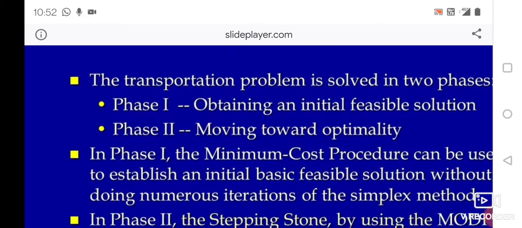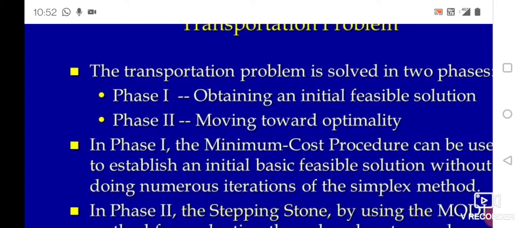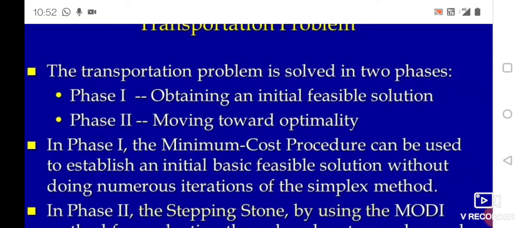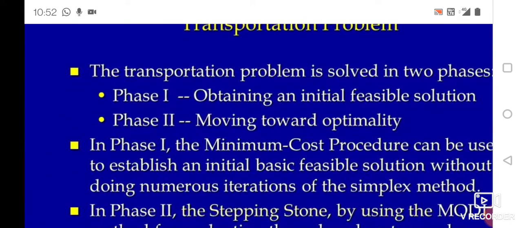In the first phase, the minimum cost procedure can be used to establish an initial basic feasible solution without doing numerous iterations of the simplex method.